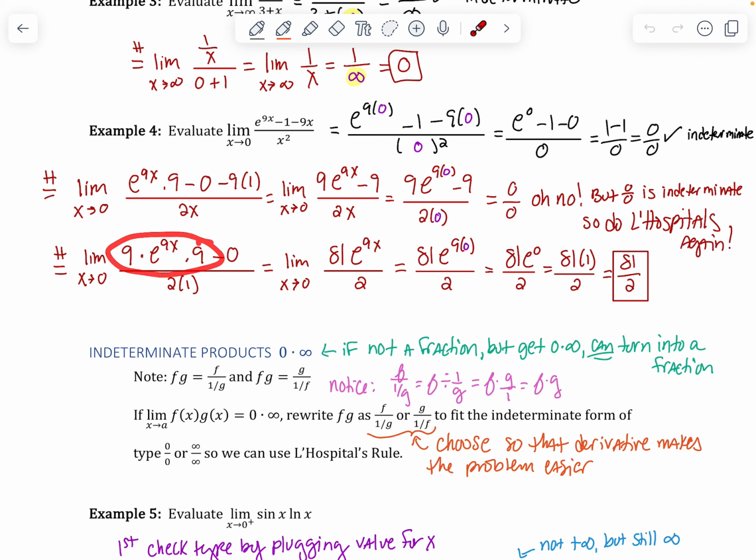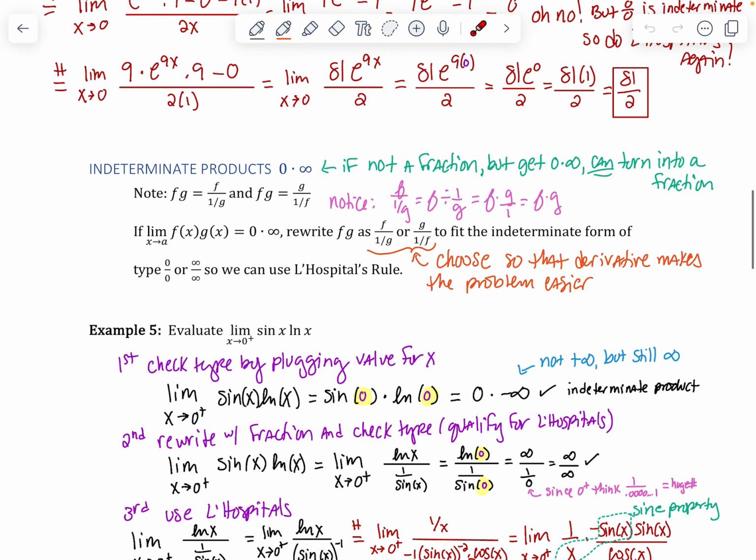So ultimately, I have 81 times e to the 9x all over 2. Still have my limit, but now I'm going to go ahead and plug 0 in for x, so my limit is gone. This gives me e to the 0, and anything to the 0 is just 1. So I really have 81 over 2.